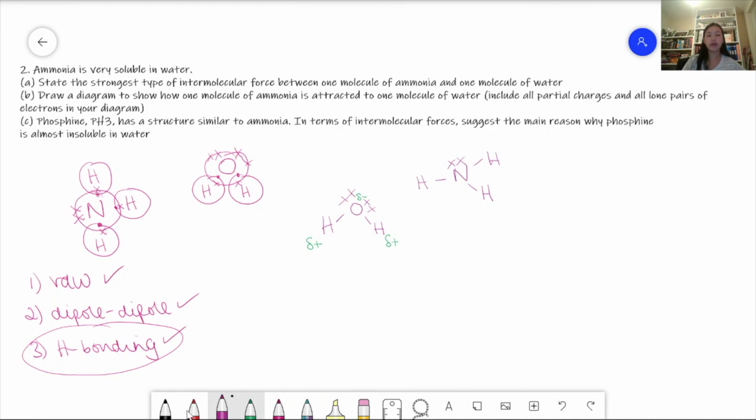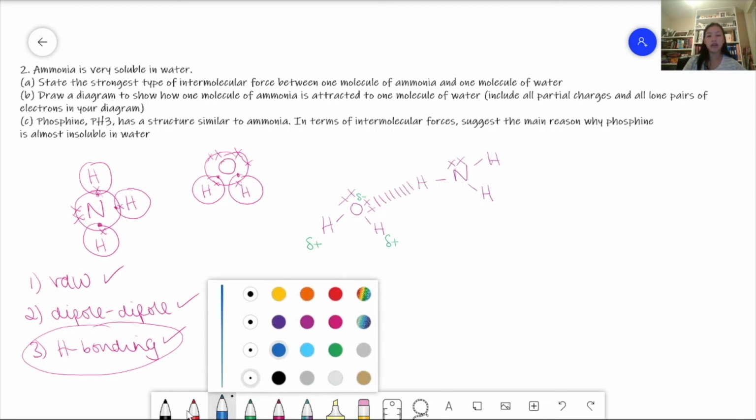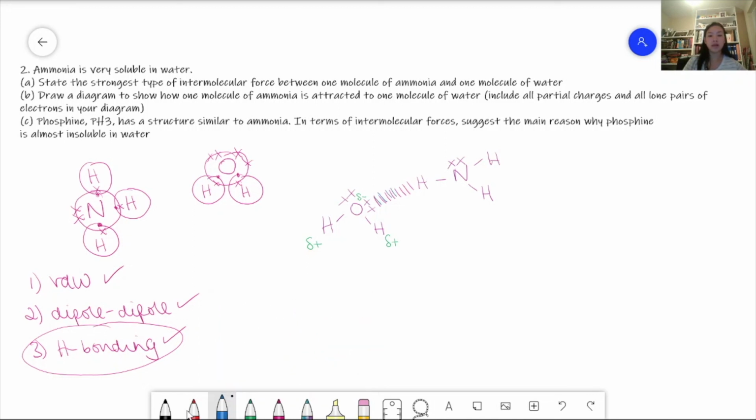Then we have hydrogen bonding between the oxygen and the hydrogen, because the nitrogen would have the partially negative charge, whilst the hydrogens would have the partially positive charges. And this would be 180 degrees. So this is how 1 molecule of water would be attracted to 1 molecule of ammonia. So that's for B.